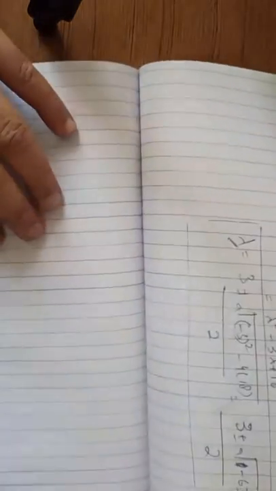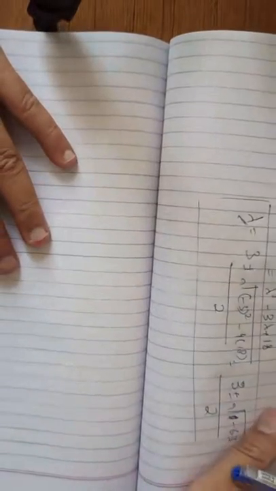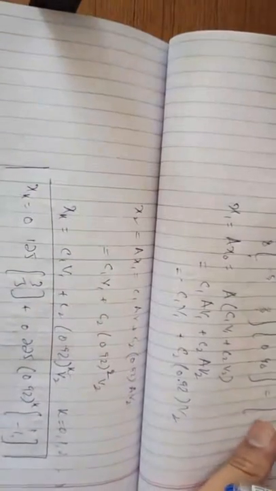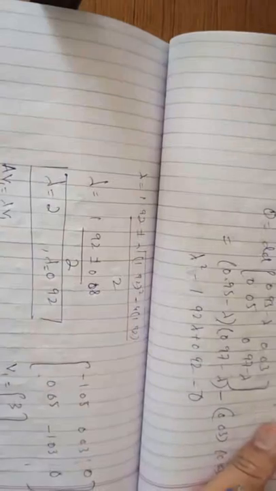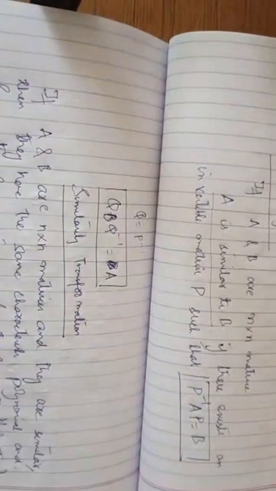In the next lecture we will use the similarity of two matrices for diagonalization of a matrix.